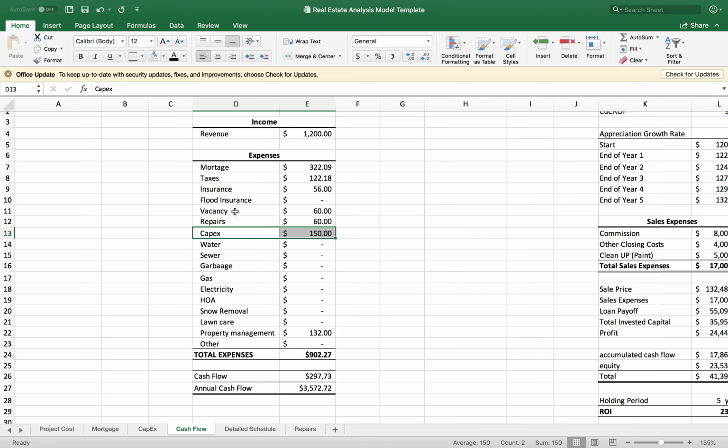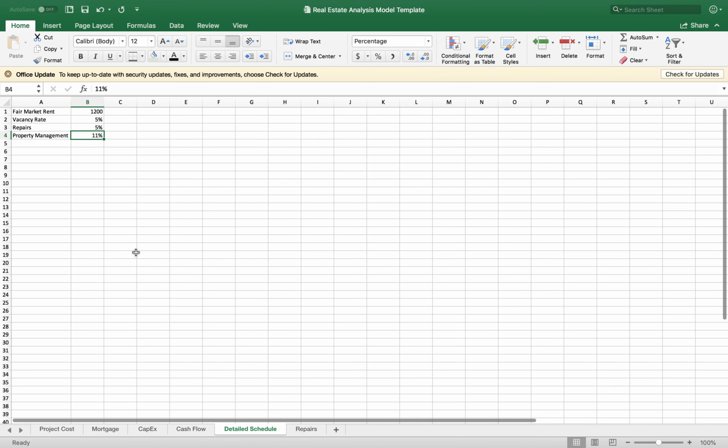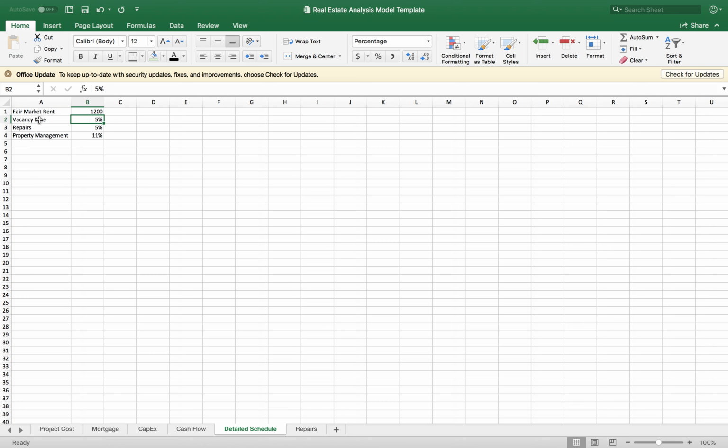For example, let's say you own a property for 1 year and you have it fully occupied, but next year your tenant leaves and now you have a vacant building or a vacant unit. So you want to budget an amount for the vacancy. If I look at my detailed schedule here, I see that it says detailed schedule B2 times B1. So I'm going to go over to my detailed schedule and look at the vacancy rates.